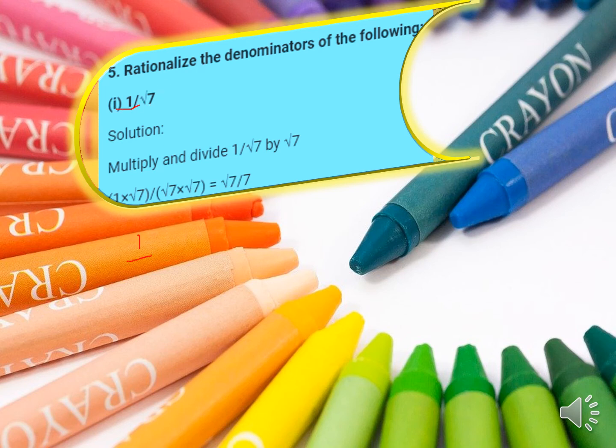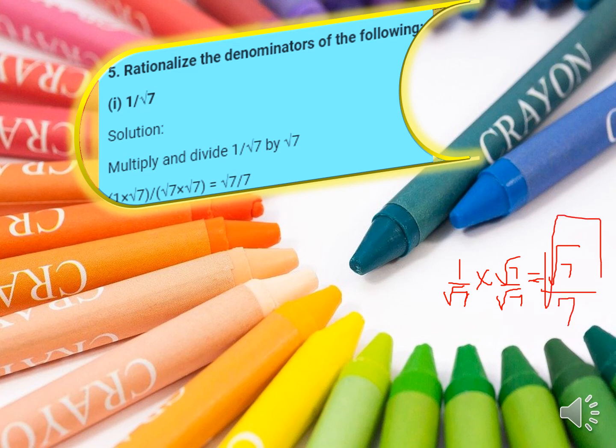We know the steps to convert, that is, rationalizing the denominator. So 1 by root 7. It is a root number. So we have to multiply the same number both on the numerator as well as the denominator, so that we will get a rational number on the denominator. Root 7 into 1 is root 7. Root 7 into root 7 is 7. So the answer is root 7 by 7, which is the rationalized denominator of 1 by root 7.